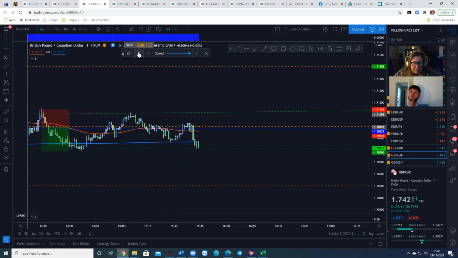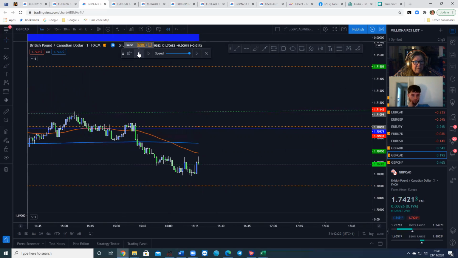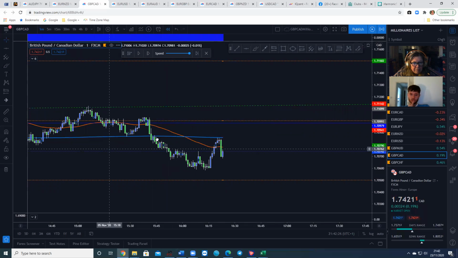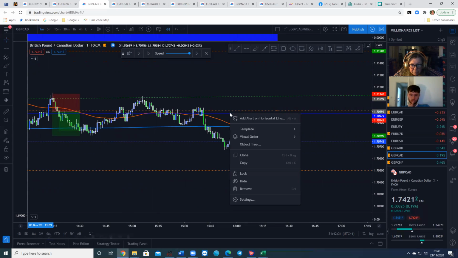It's just playing between the two. No, it's gone down for a sell. It's carried on down. So GBP's gone down. So take that off.